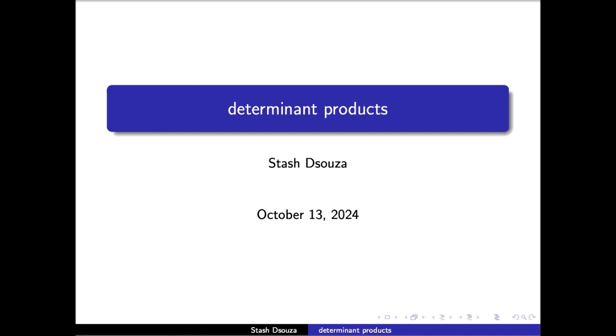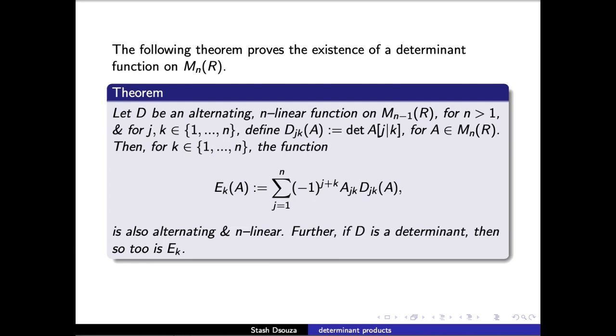This formula is commonly referred to as the Lagrange formula for determinants. We also show later on, in another part of the video, that the determinant function is multiplicative. So the following theorem will prove the existence of the determinant function on Mn of R, that is the space of real matrices over R with dimension n.